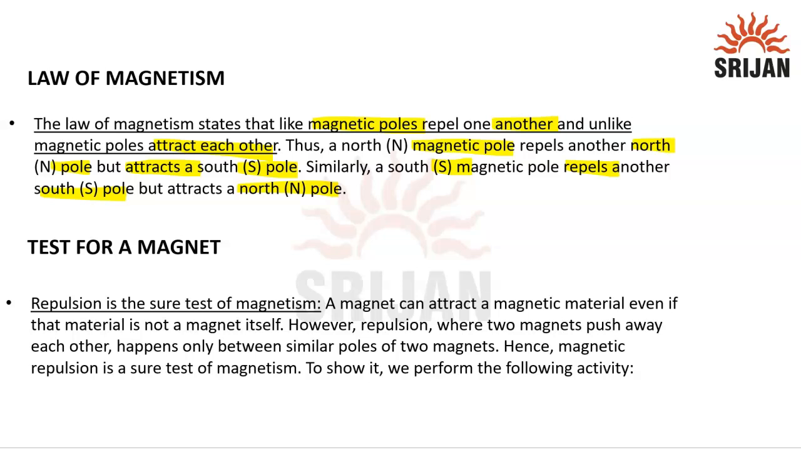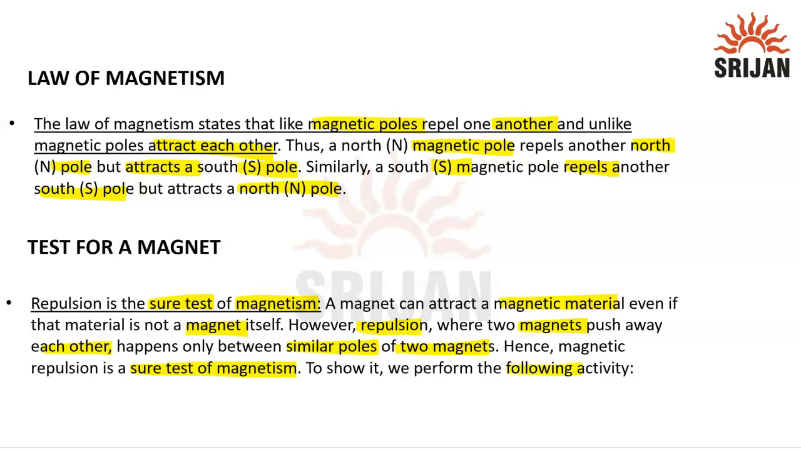Let us do a test for a magnet. Repulsion, meaning moving away from or repelling the other magnet, is the sure test of magnetism. A magnet can attract a magnetic material even if that material is not a magnet. Like we are able to see that a magnet is attracting objects of iron, cobalt, nickel. So it is attracting, but it is not repelling. It only repels when the same or like pole comes into its area. However, repulsion, where two magnets push away each other, happens only between similar poles of two magnets. Hence, magnetic repulsion is a sure test of magnetism.